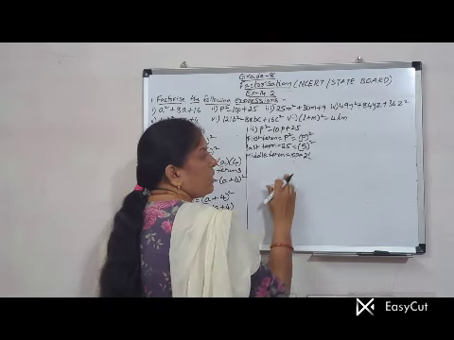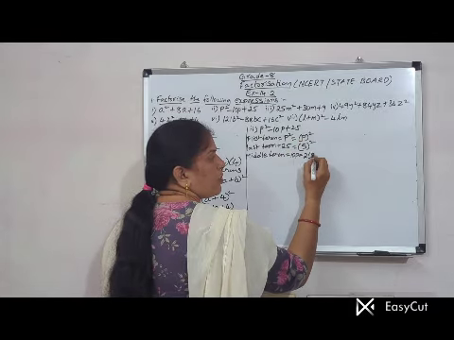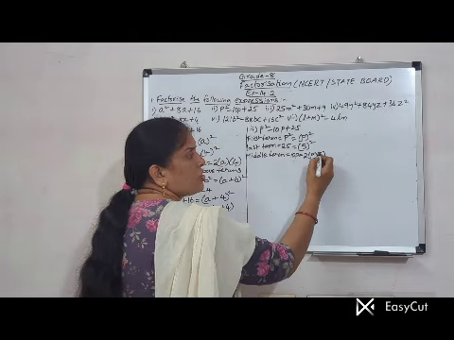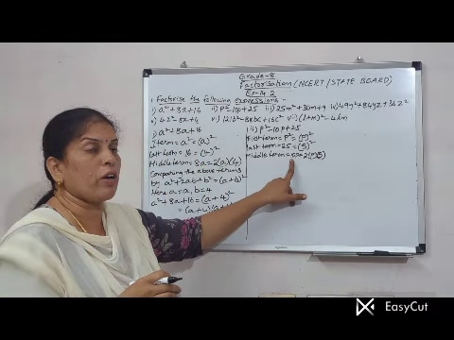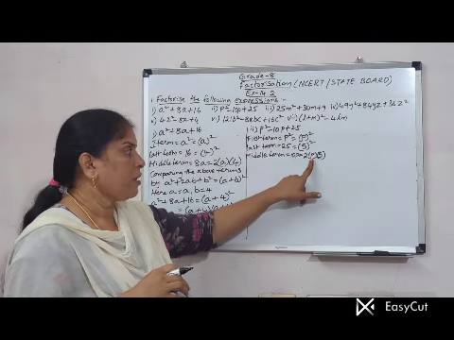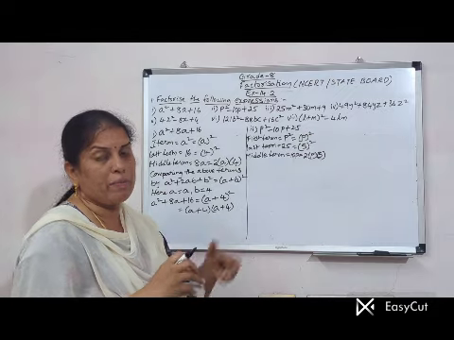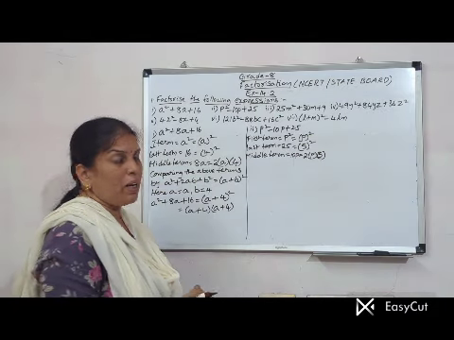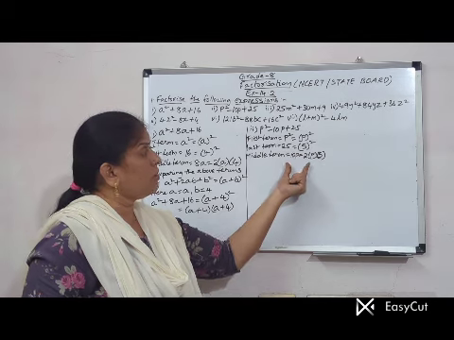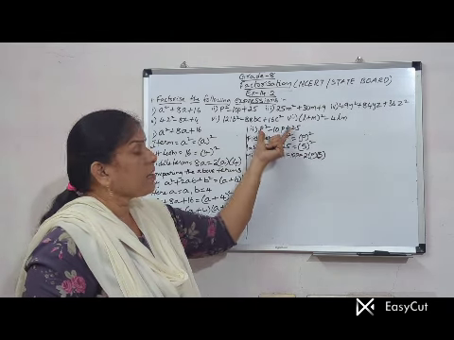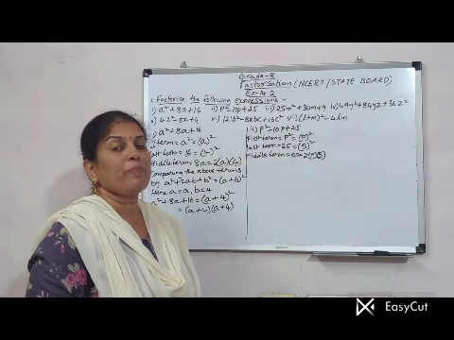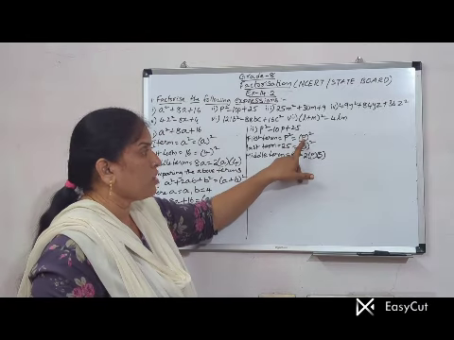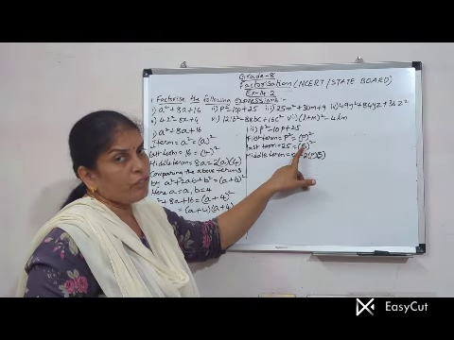2 into a is how much? P. Already we got. B means how much? 5. Now we will check whether this is matching 10p or not. 2 5s are 10. 10 into p is 10p. You got it. That means all the 3 terms are matching. So, what is the formula? Compare this expression with a square minus 2ab plus b square. Here a is equal to p, b is equal to 5.